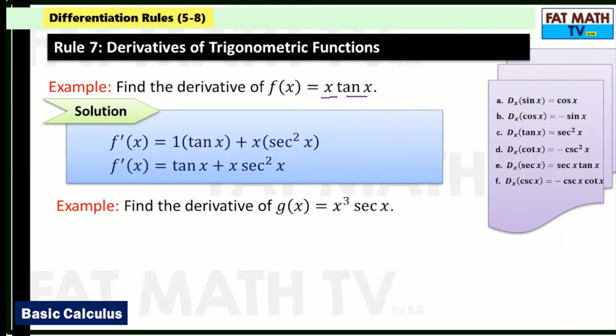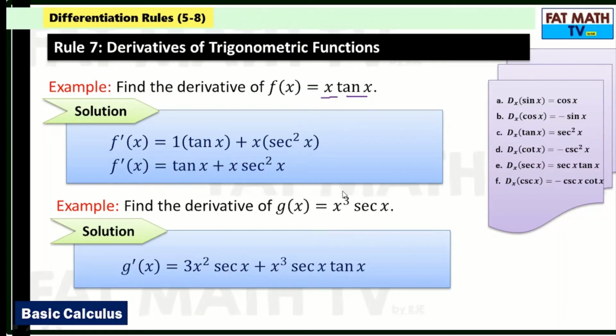How about this? Find the derivative of g of x equals x cubed secant x. As you can see here, this is the product of x cubed and secant x. So we need to apply the product rule. So first, take the derivative of x cubed. So that is 3x squared times secant x plus, copy this one, times the derivative of secant x. And the derivative of secant x is secant x tan x. That's why we have this. Okay? So you need to apply the product rule and these formulas here.